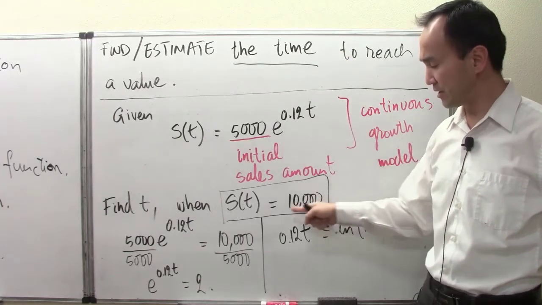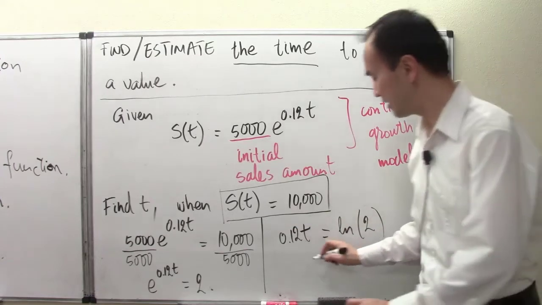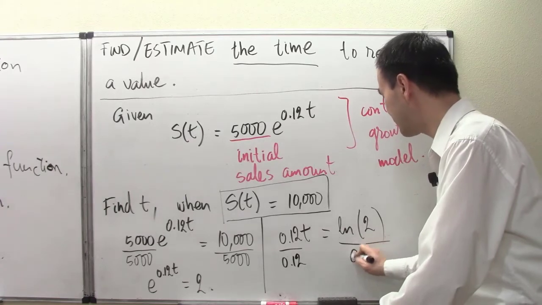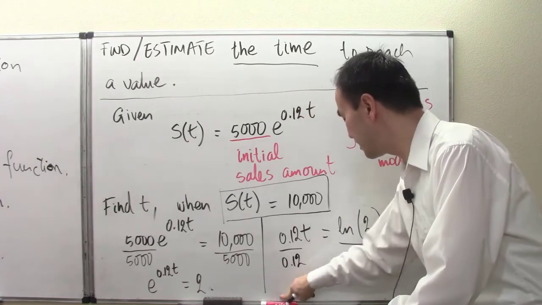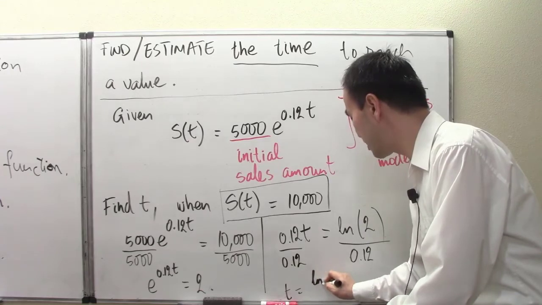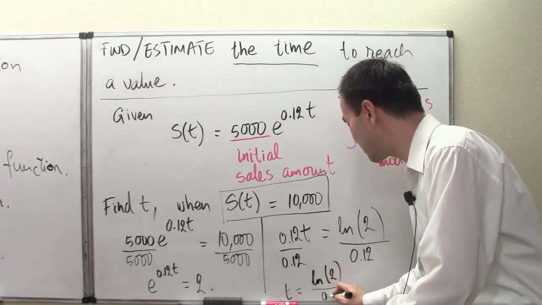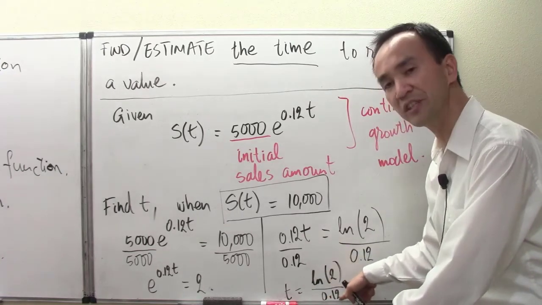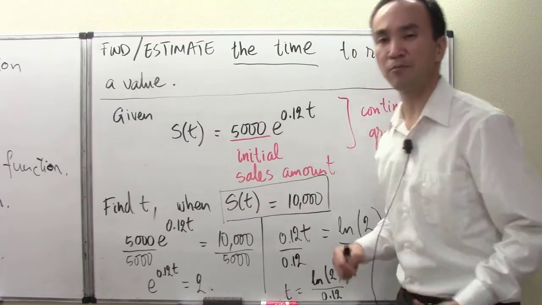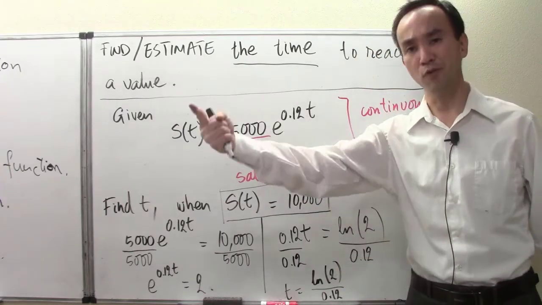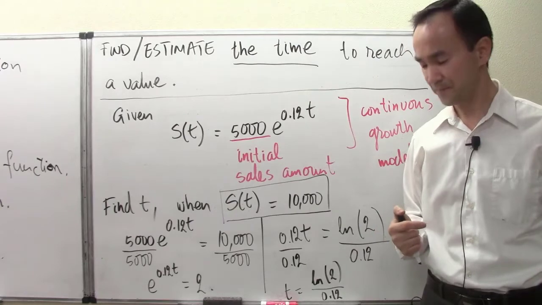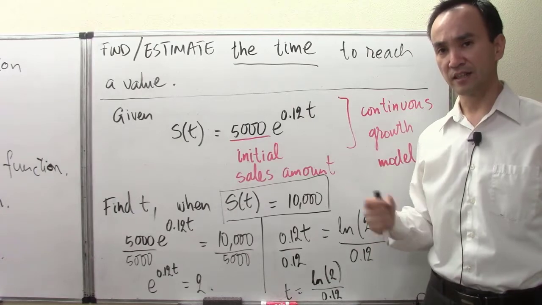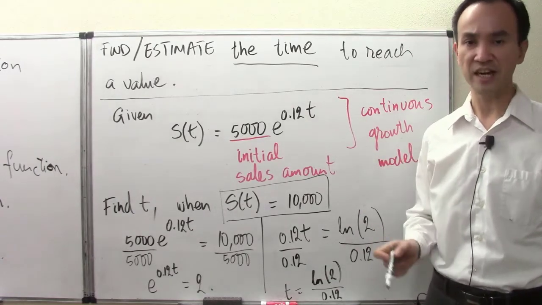Okay, and so now 0.12t equals natural log of 2. I'm going to divide both sides by 0.12. And that now will give me t equals natural log of 2 divided by 0.12. So whichever value comes out from this expression, natural log of 2 divided by 0.12, that is approximately the number of years it takes to double the initial sales quantity. All right, so now I'm going to once again swing over to my computer station and show the calculation steps with my TI calculator.